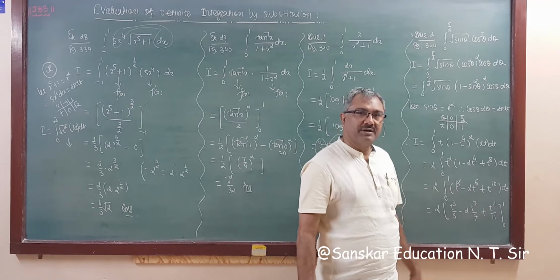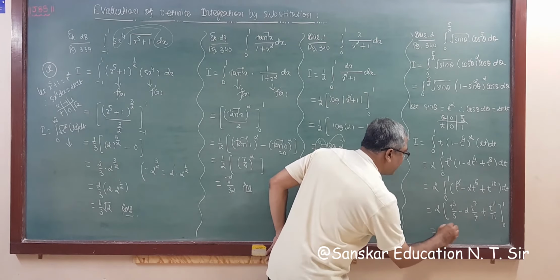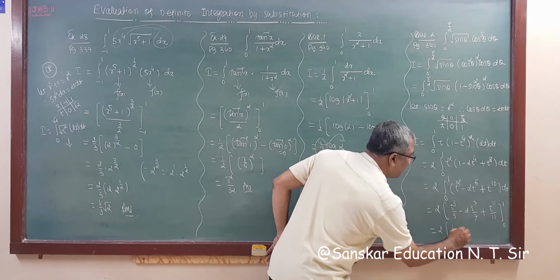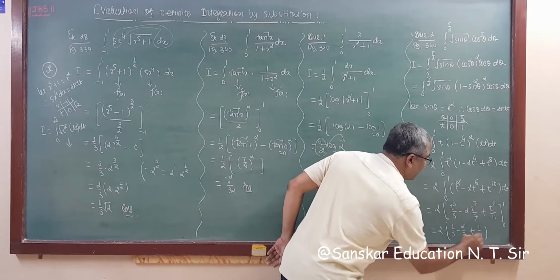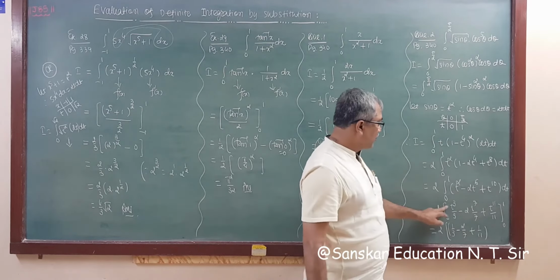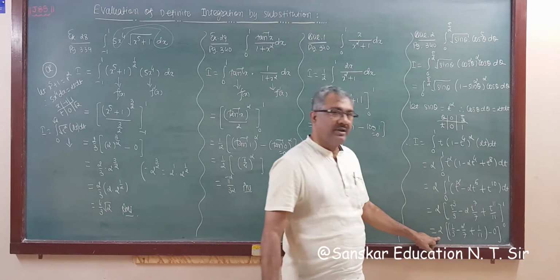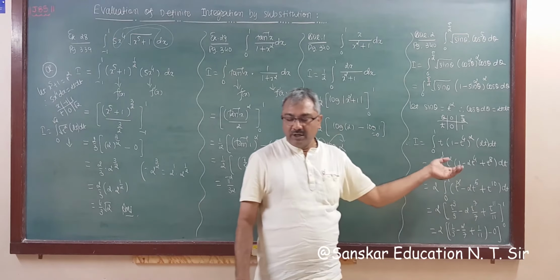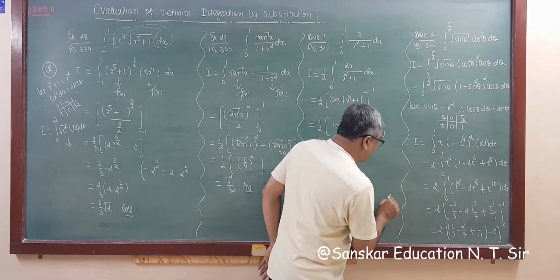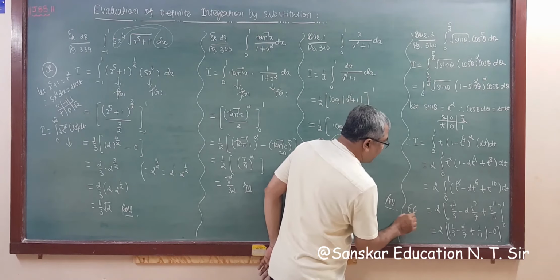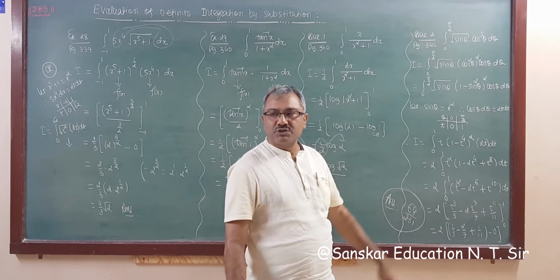Now substituting the upper limit first, then minus the lower limit. So we get 2 times (1/3 minus 2/7 plus 1/11), and for the lower limit 0, the answer will be 0. So take the LCM and simplify. You will get the answer 64 by 231. So your answer will be 64 divided by 231, which is given in your textbook. So you have to solve it yourself.